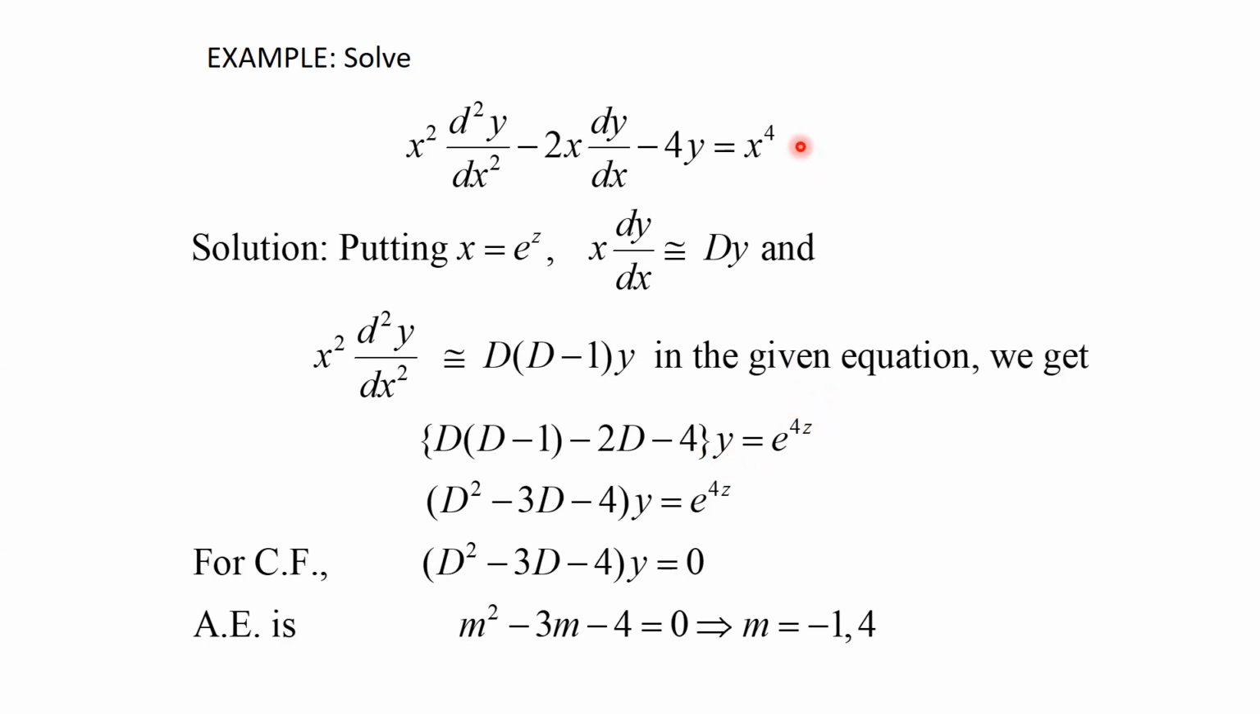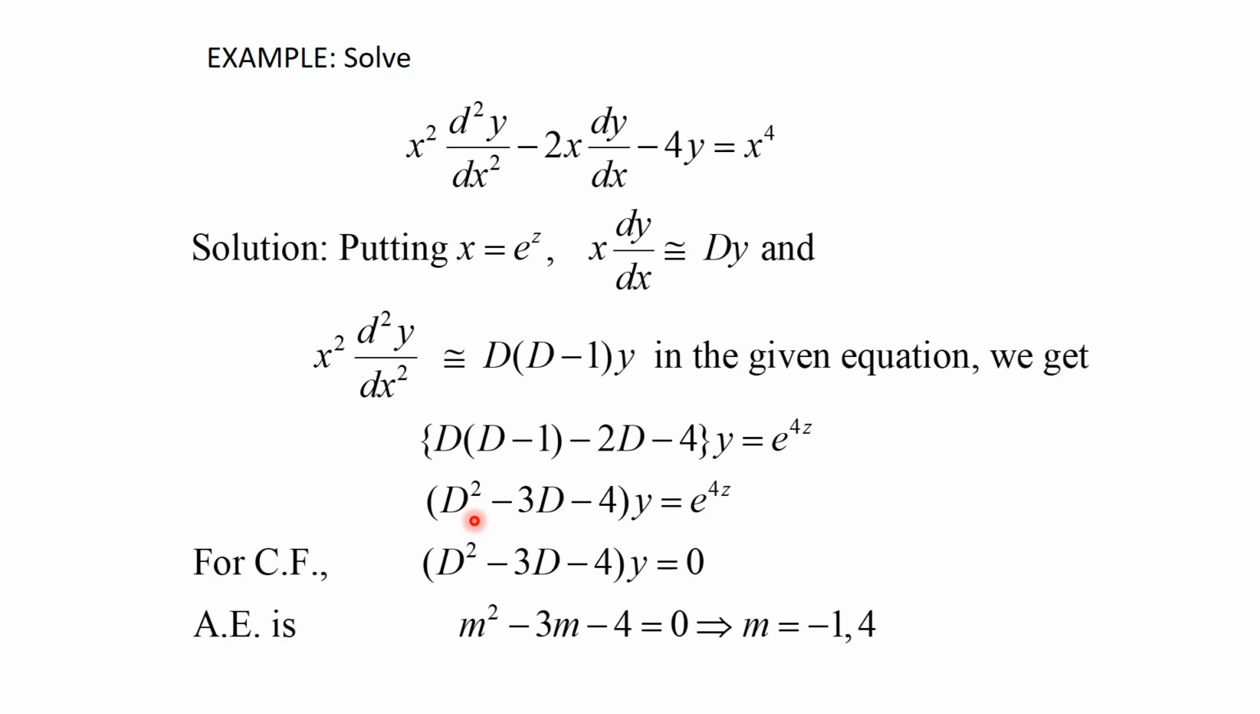Since in the given equation the function Q is equal to x^4, after applying the transformation x = e^z, x^4 is equal to e^(4z). Now simplify this equation. The equation will be (D^2 - 3D - 4)y = e^(4z). So this equation is a linear differential equation with constant coefficients.